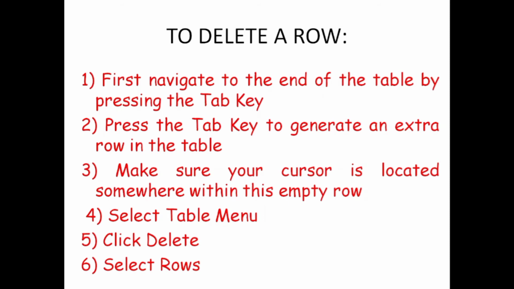So the next is to delete a row. First, navigate to the end of the table by pressing the tab key. Then press the tab key to generate an extra row in the table. Then make sure your cursor is located somewhere within an empty row, select the table menu, click on delete and select the rows option. In the same way, we can insert or delete a particular column in a table.